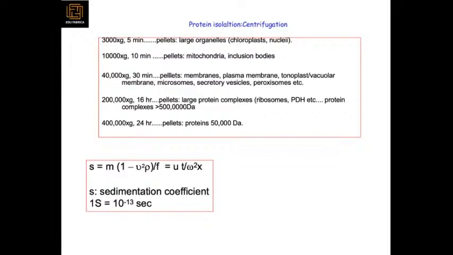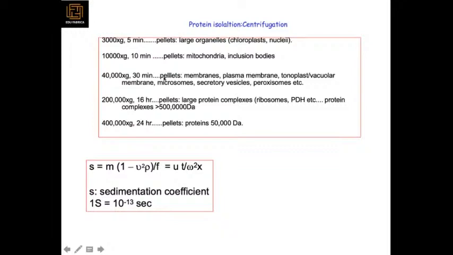Further, these are the various speeds I have. It's written as 300 G, 3,000 G, 10,000 G, 40,000 G, 200,000 G, and 400,000 G. So for how long? If you run a sample for 24 hours, you get proteins of around 50,000 Dalton. If you run at this speed, you will have ribosomes, PDH, protein complexes of less than 500,000 Dalton.